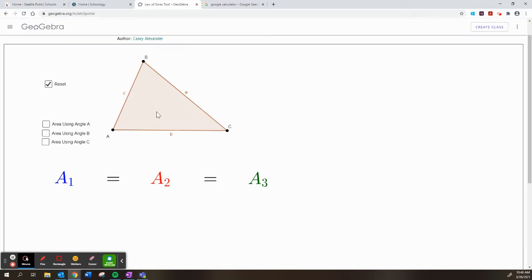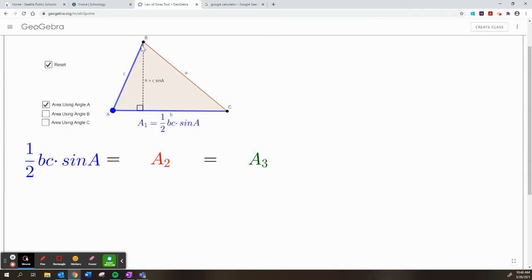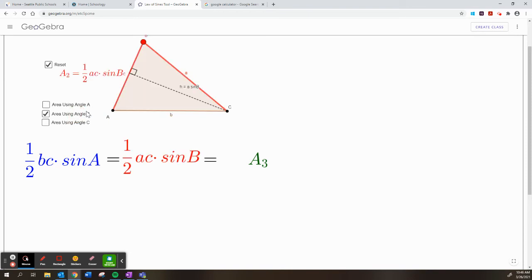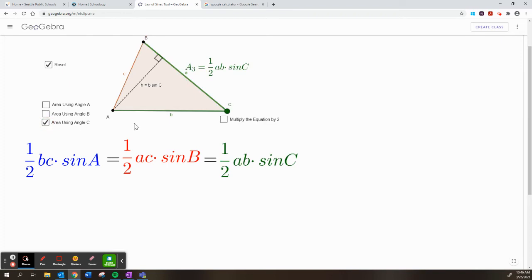If we take the area of this triangle, for instance, one way that we can represent that area is using 1/2 times side B times side C times the sine of angle A, because angle A is between sides B and C. We can represent the area using sides A and C and then angle B, because B is the angle between sides A and C. And then, of course, the last one is sides A and B with sine of angle C. So these three expressions are the three different ways that we can represent the area of the triangle using the alternate area formula.